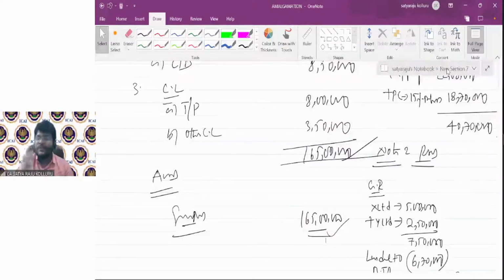We are going to resolve on the assumption that amalgamation is in the nature of purchase. Then what will be the impact? How is it different from pooling of interest method? Let us have a look. All of you please go for the break. And after the break, I will start with amalgamation in the nature of purchase method for the same problem.